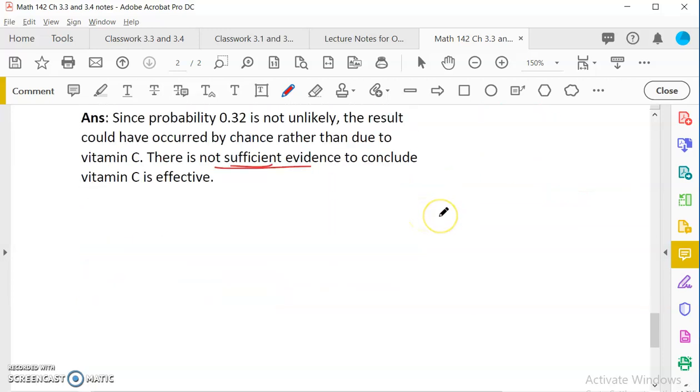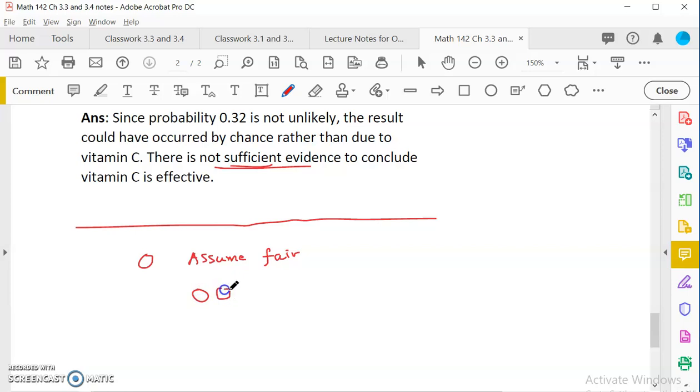We still have some time. Maybe I'll do another one. Another one would be maybe you toss a coin. You assume the coin is fair. So if you toss 10 times, sometimes you have heads, sometimes you have tails, sometimes heads, sometimes tails, right? 10 times. It's just because of sampling variation.